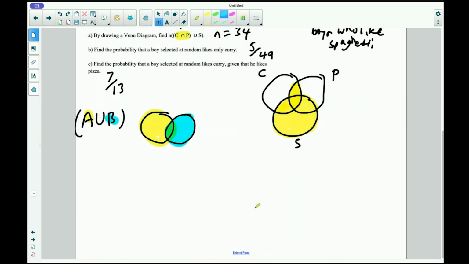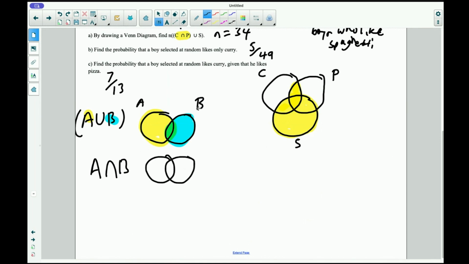Okay, versus if I were to do something like this, if I said A intersection B, it's going to be only the things here in the middle. Okay, because whatever elements we're looking for have to be in A and have to be in B. Okay, excellent.